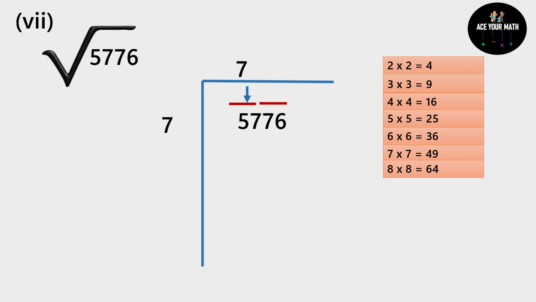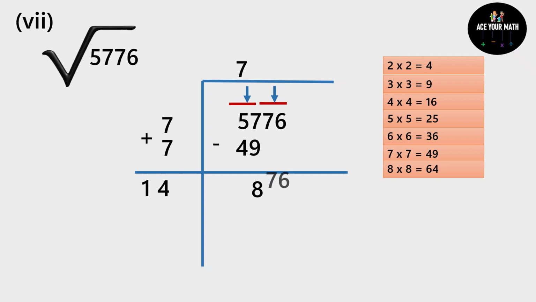So again you will write 7 and 7. That will give you 49. See, 49 you will subtract from 57, and the same 7 you will add on the left hand side. See, when you do this subtraction, what do you get as the answer? You get 8. And on the left hand side, 7 plus 7 will give us 14. Now consider the next group, which is 76. Bring down 76. The new number formed is 876.